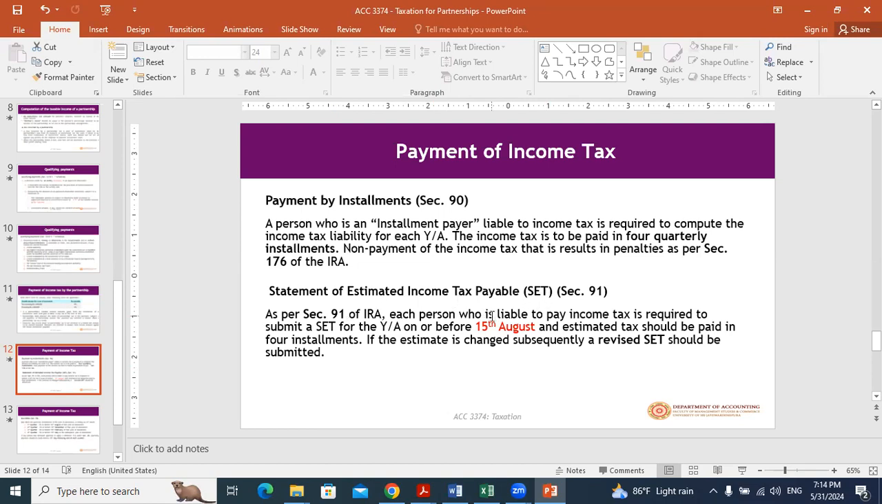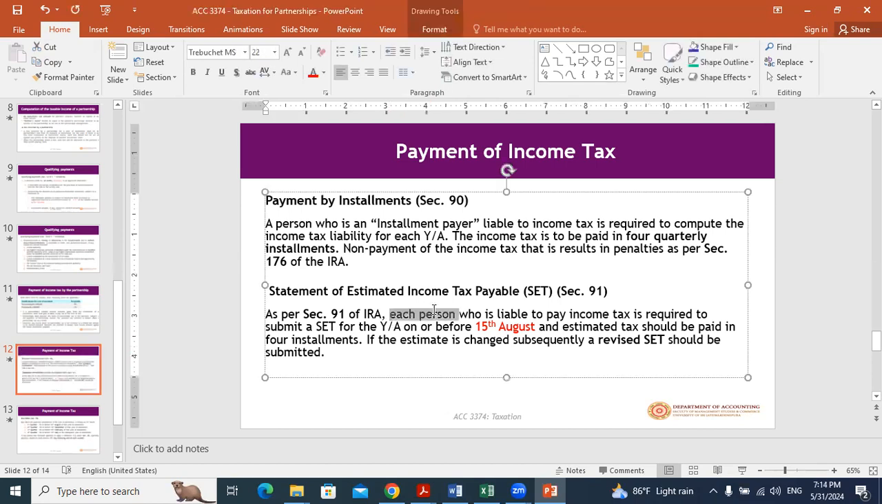This is not common for a partnership. This is for each person: individual, company, all of them.